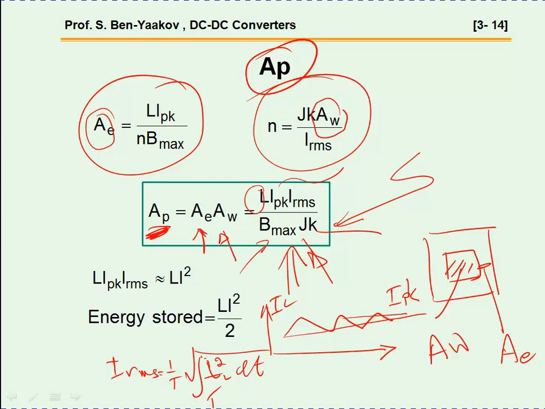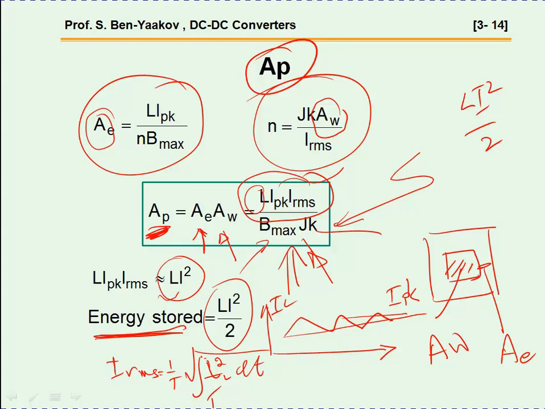If you look at the equation, you see that there is a product at the denominator, which is very close to the Li square expression. And since energy stored in a core is Li square over 2, we see that the size, in terms of AP, of a core will be a function of the energy stored in it. That is, if you have to store a lot of energy in the core, if I is high and Li square over 2 is a large number, there's no escape. You need a bigger core.